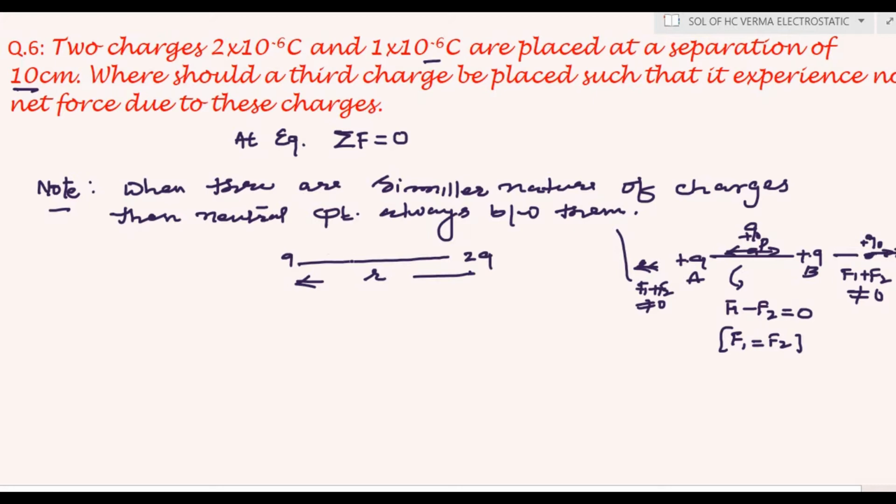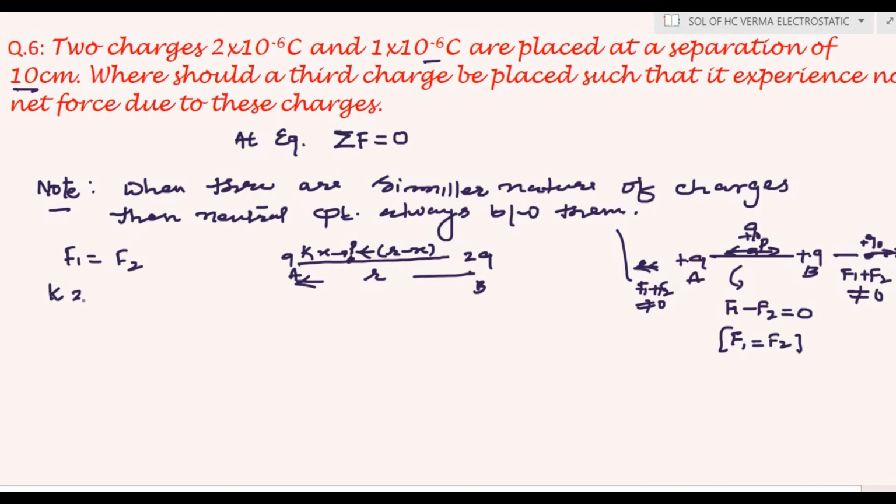Here, we know already charges are given, they are similar. Let this be the point P, which is the neutral point. Let this point be A and this point be B. Let this distance be X, then the remaining distance is R minus X. By this way you have to solve it. Let's see, I am using the concept of equilibrium. F1 is equal to F2.